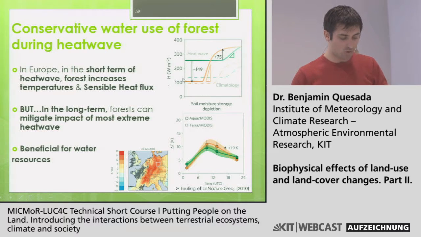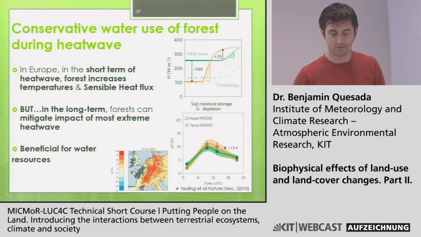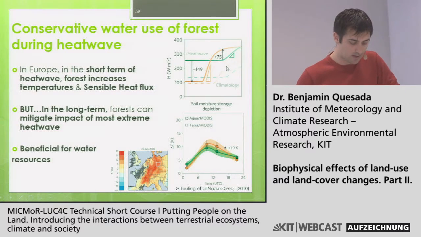And we see that in the short term of the heat wave, the forest increases the temperature because it's darker. So this is why you have a sensible heat flux that is higher, still when you have enough soil moisture. But after a certain threshold, you can reach a dramatic increase in sensible heat flux in the case of grassland because of the soil moisture depletion. But for forest, you can see that the sensible heat flux is more constant. So in the long term of a heat wave, forest can mitigate the impact of most extreme heat waves.